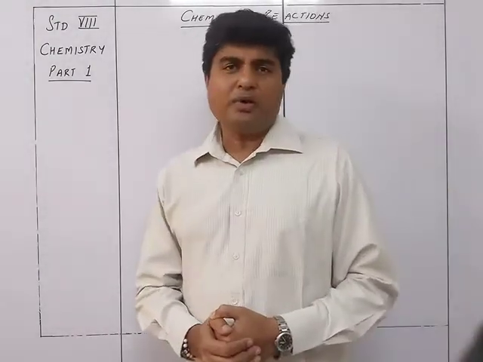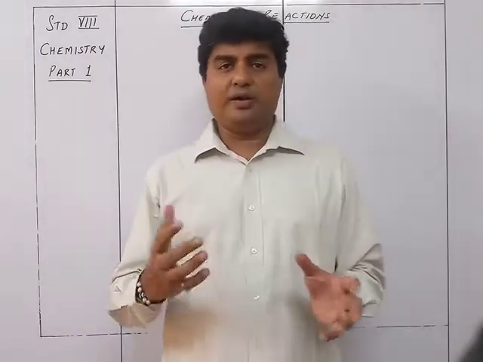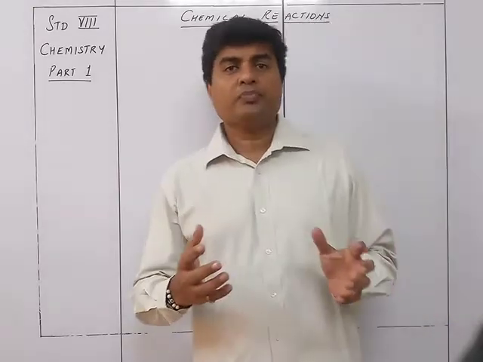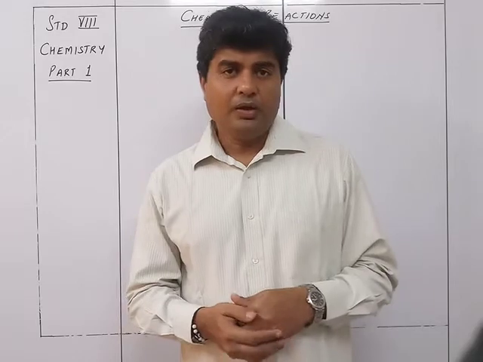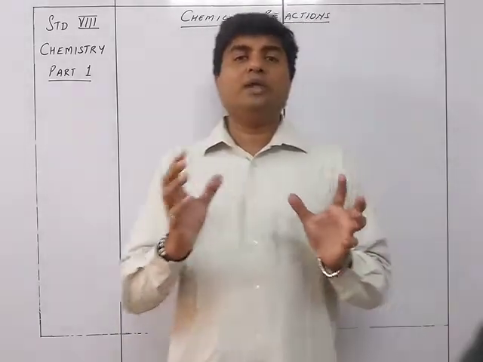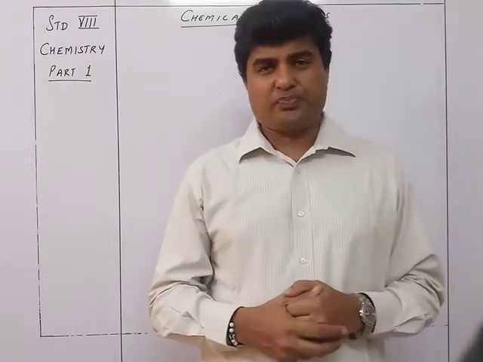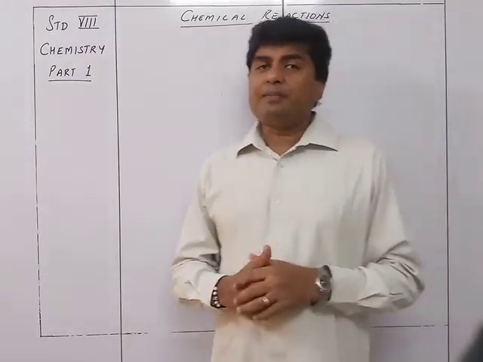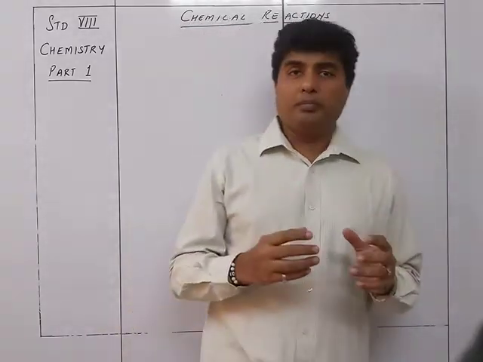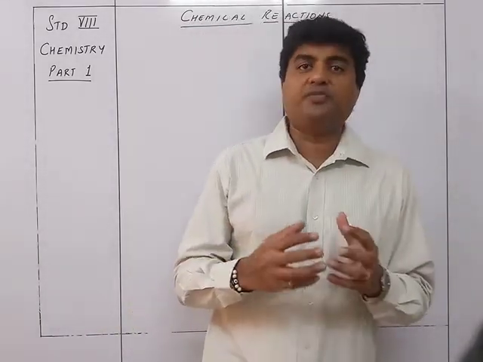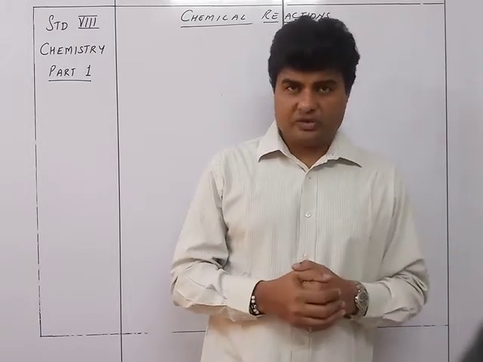In our earlier chapter we had learned about the language of chemistry, and we understood how equations are written and balanced. So we learned how reactions are shown in the form of an equation. In this chapter, we are going to learn the different methods by which a chemical reaction can take place.